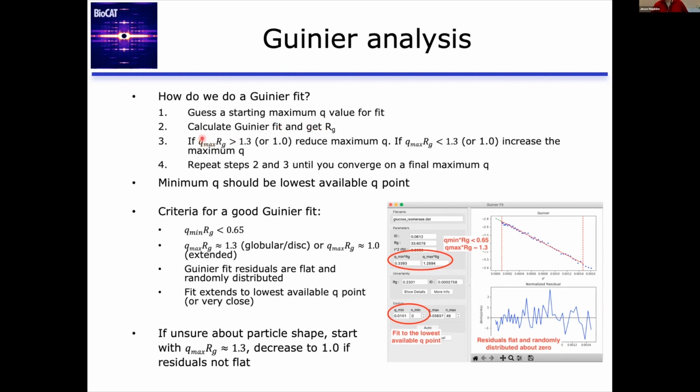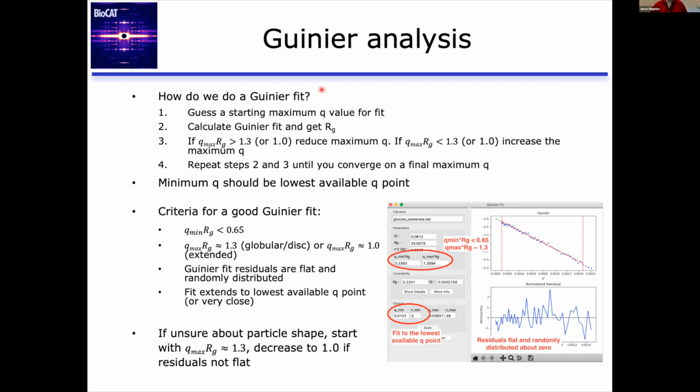You look at whether the maximum Q of your fit times the Rg is more than 1.3. If it is, you reduce the maximum Q. If it isn't, you increase the maximum Q. And you repeat these two steps, recalculating that fit and changing the Q value, until you converge on a final maximum Q. And we'll have a chance to do this in the tutorials in the hands-on portion tomorrow.